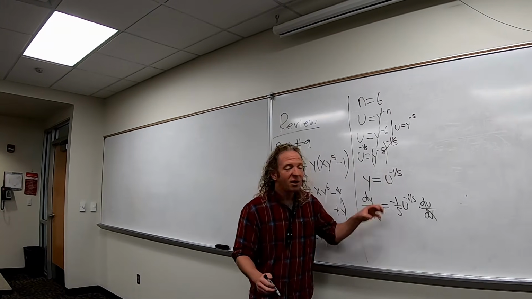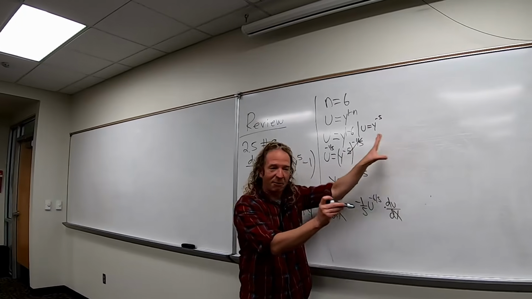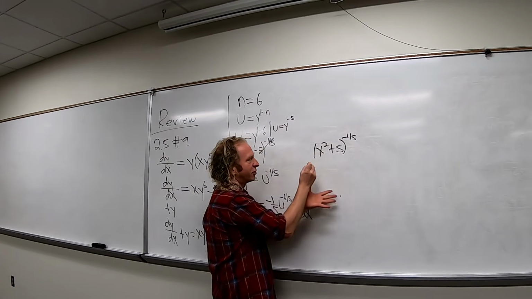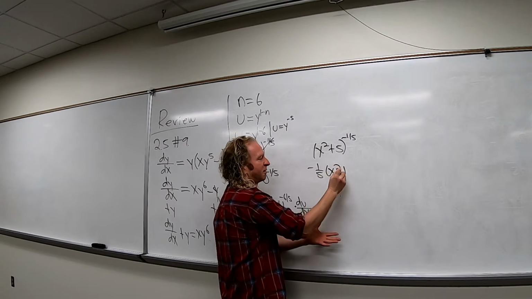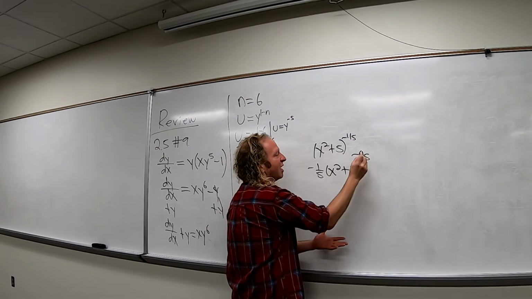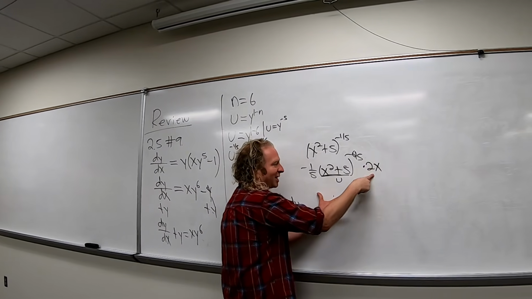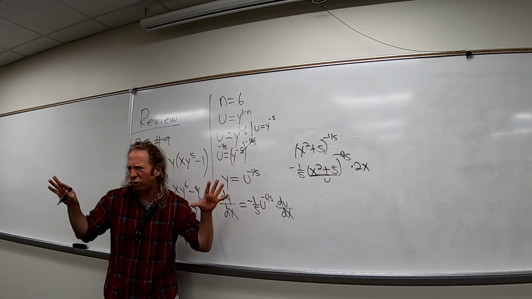It's like if you had, I'm going to erase this, but I'll write it. Say you had x squared plus 5 to the negative 1/5, and you took the derivative, you would get negative 6/5 times the derivative of this. If this is u, its derivative is 2x. That's du dx. Totally worth it.